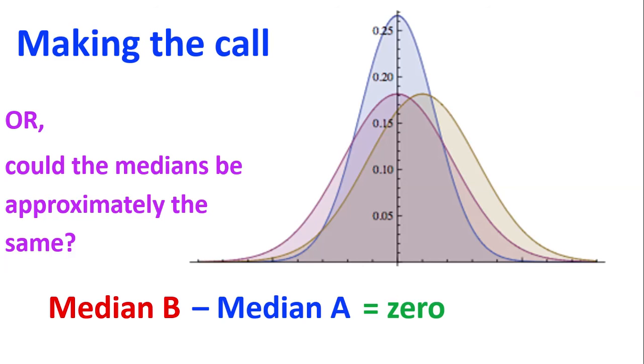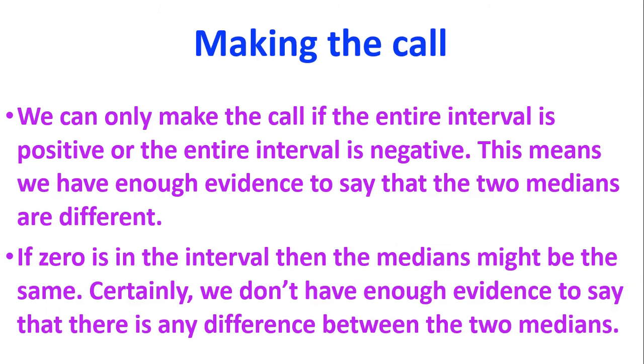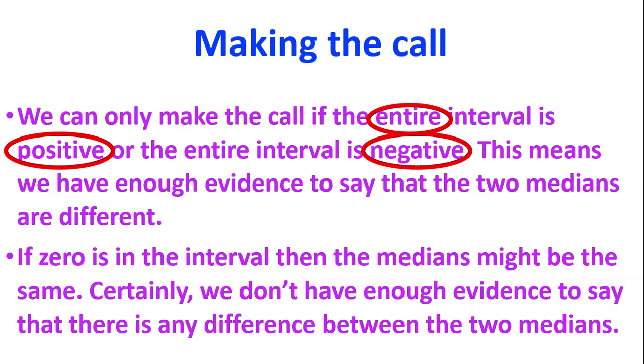If I get a value of 0 in my confidence interval, that means the medians could be the same. That median B and median A could be exactly the same number, because when I subtract two numbers and get a 0 answer, they must be the same size. So I can only make the call if the entire confidence interval is positive or negative. And that tells me I have enough evidence to say that those medians are different.